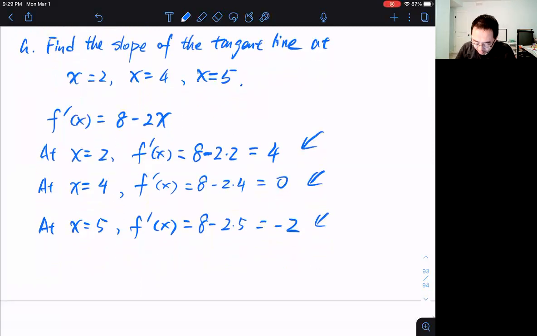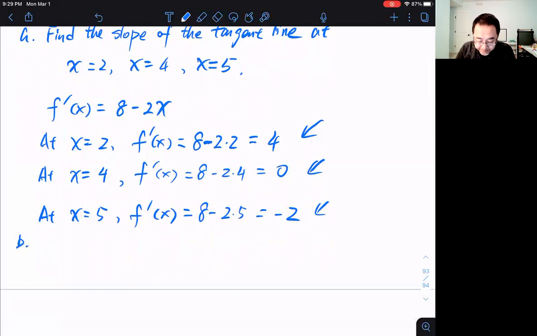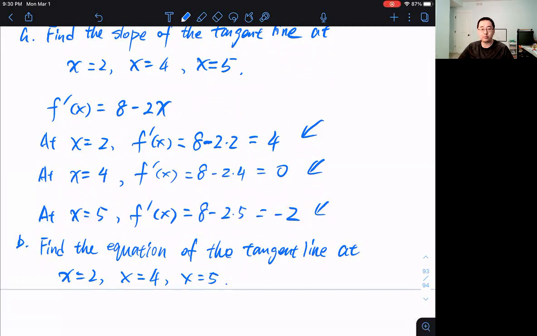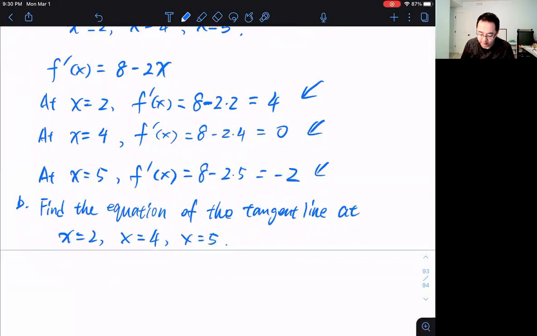Now the second question: I want you to find the equation of the tangent line at x equals 2, x equals 4, and x equals 5. The equation of the tangent line is not the same as the slope of the tangent line. The slope is the derivative of f of x, but for the equation, we need to go back and remember something.